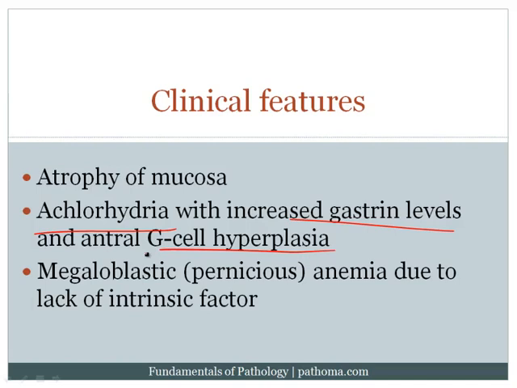Let me remind you that it's the G cells that make gastrin, and the G cells are present in the antrum. And so if there's going to be increased gastrin, it will be made by the G cells, and those G cells will undergo hyperplasia in the antrum. And all of this is high yield because it ties into a little bit of physiology.